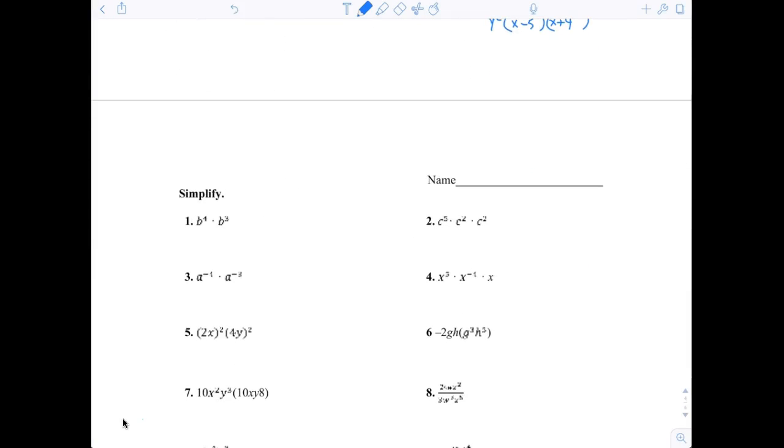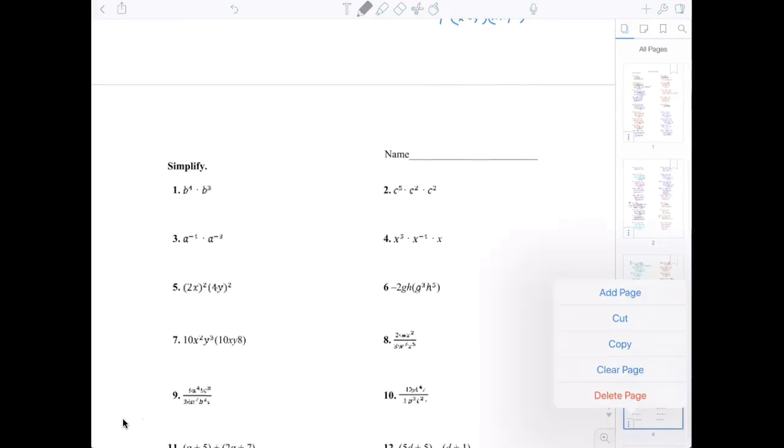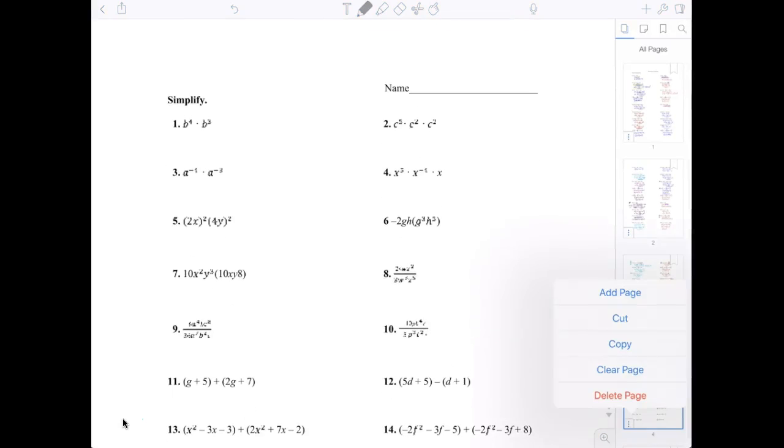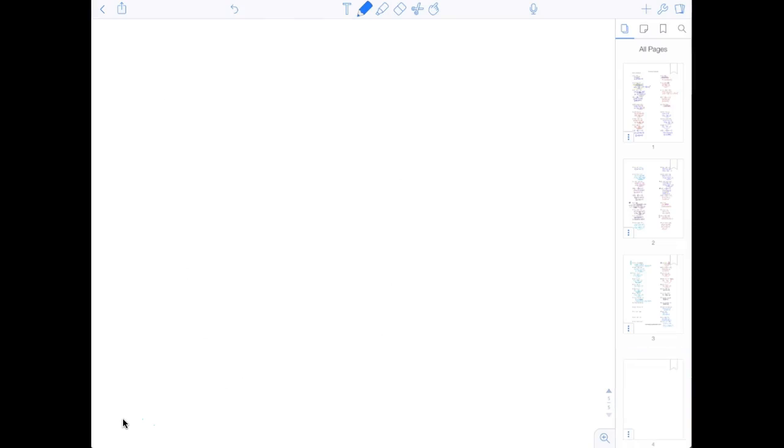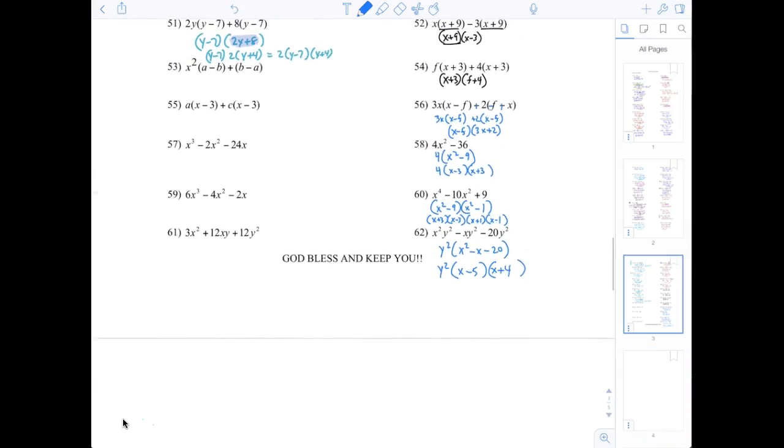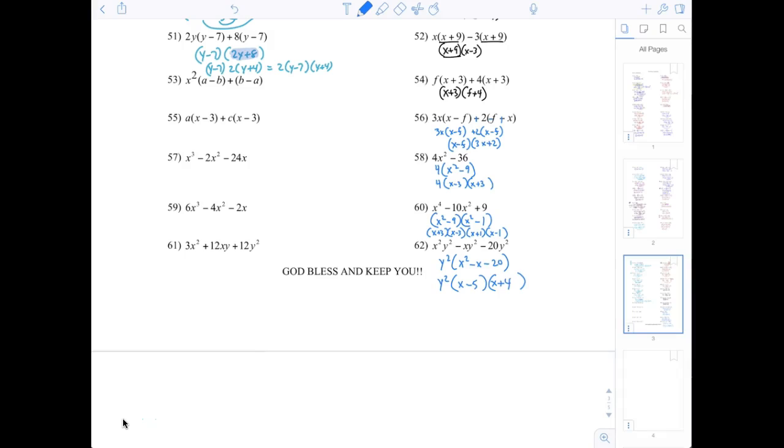Now do me a favor. On the last page there, I really don't even care if you delete the page. The only thing I'm asking you to do is make sure that you know how to do all 62 of these problems. You just tap on it, and then it goes delete page. If you accidentally delete a page, you can go back, and it'll automatically pop it back up. But if you go out and then go back in, it's automatically stayed out.